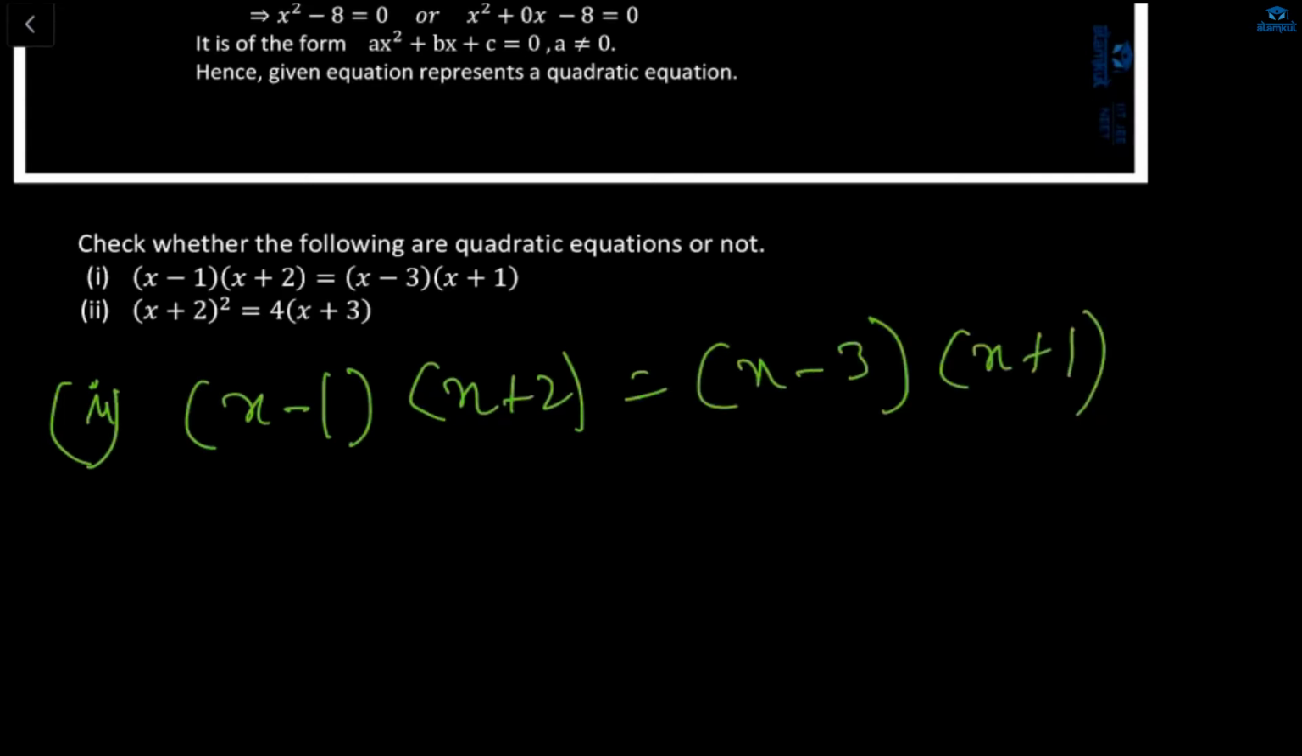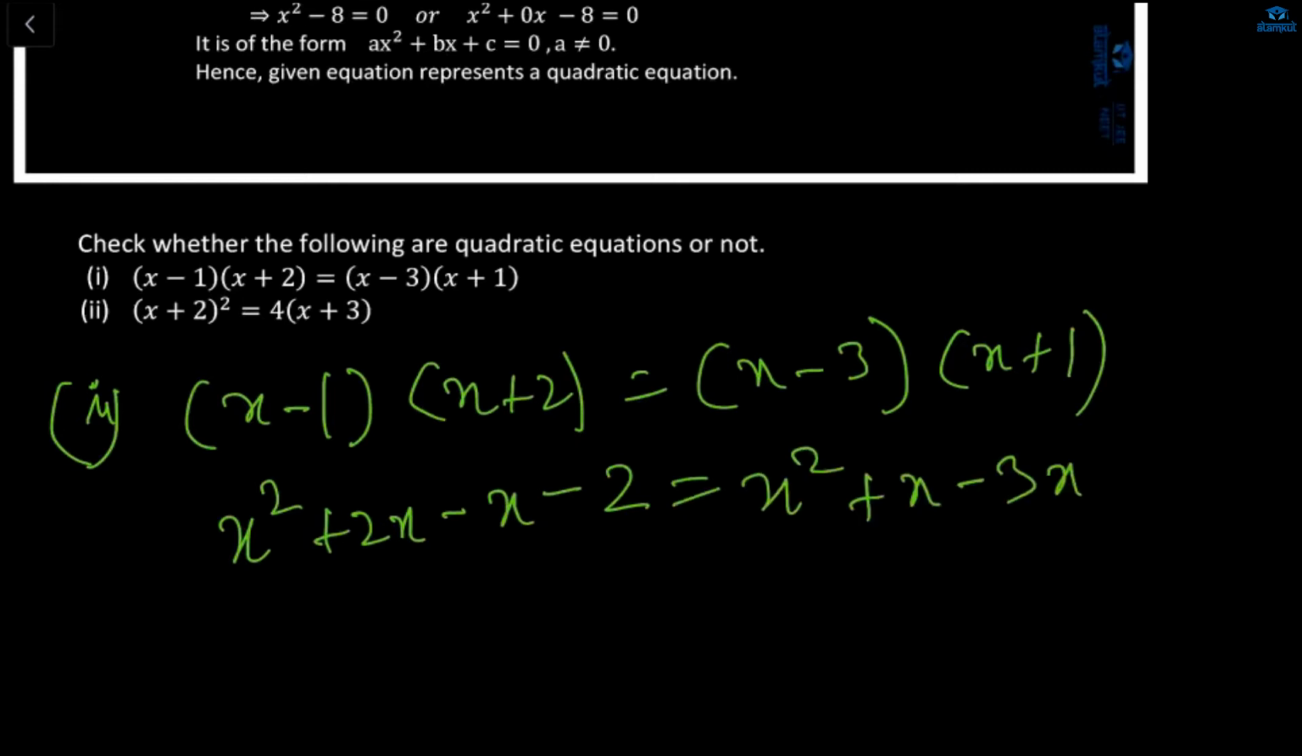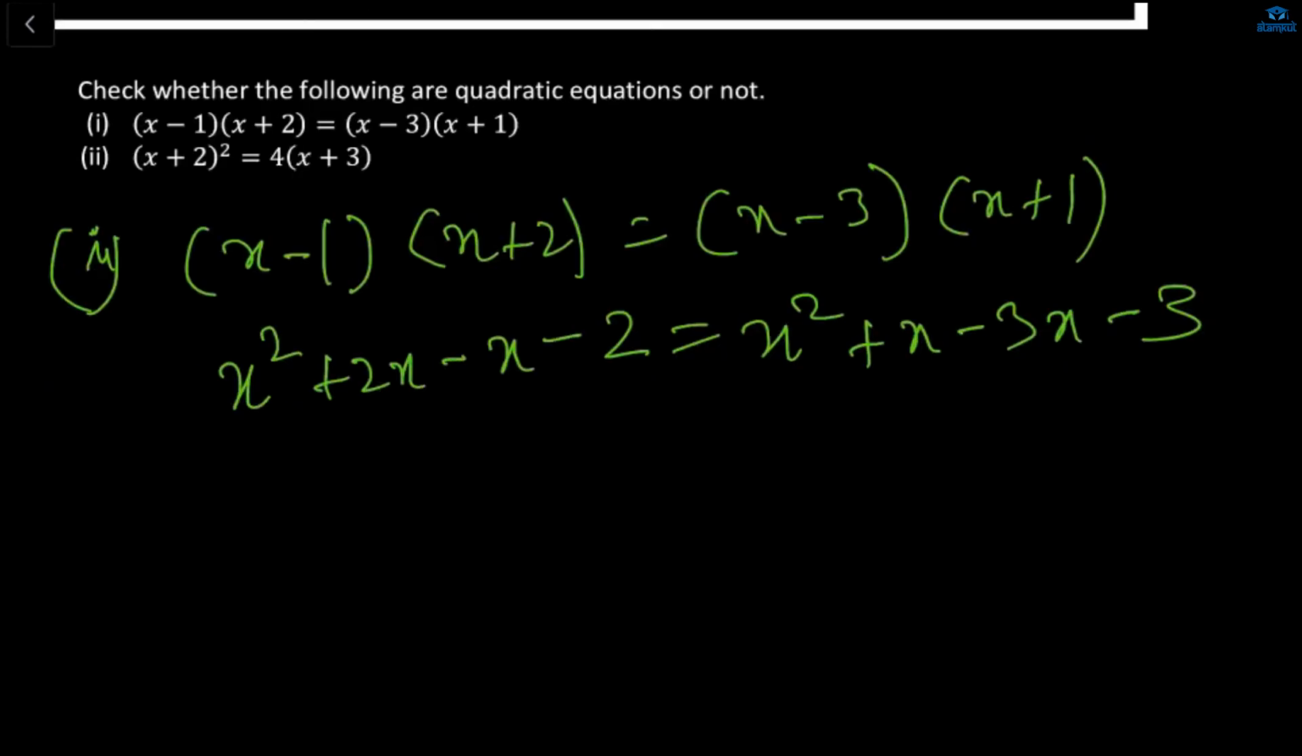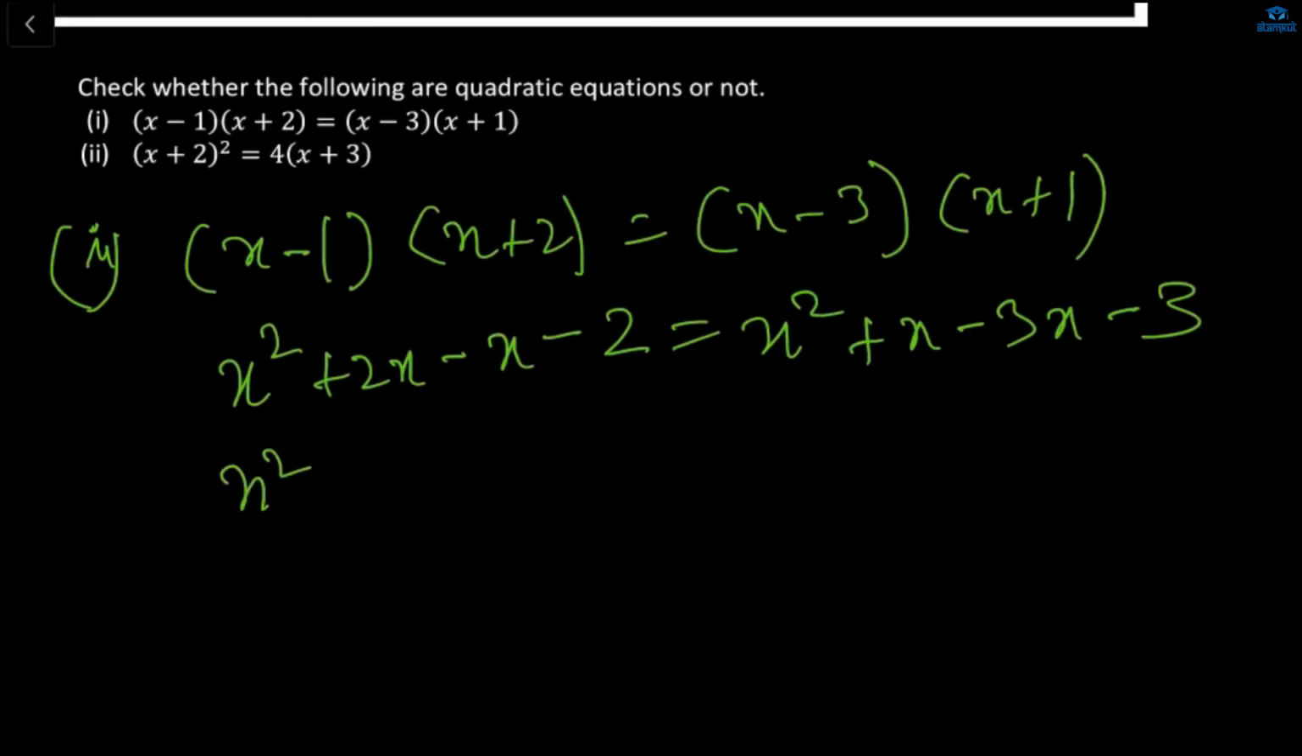Now first let us simplify it, then only we can check whether it is a quadratic equation or not. So it will be what? x square plus 2x minus x minus 2 is equal to x square plus x minus 3x minus 3. Okay, so we are going to solve it. x square plus x minus 2 is equal to x square minus 2x minus 3.